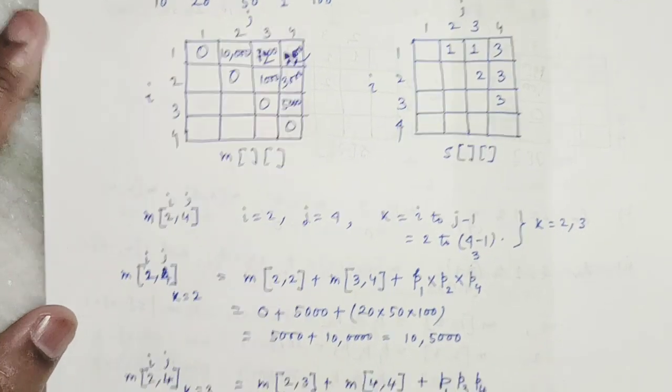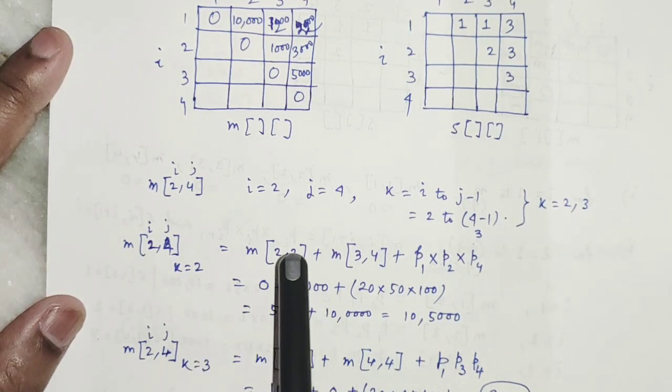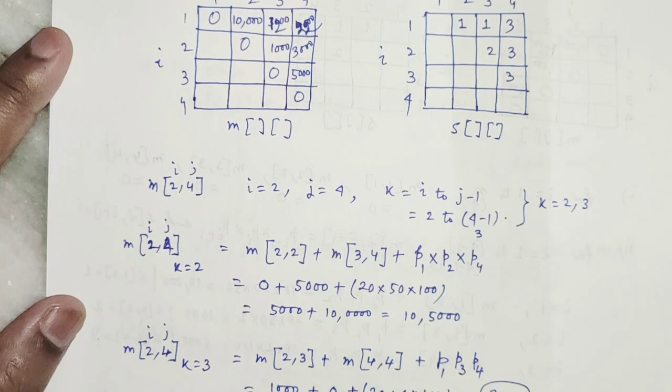So for calculating m of 2 4, you first have to apply k equals 2 in the formula. The formula is m of i k plus m of k plus 1 j plus p of i minus 1 into p of k into p of j. So m of i k, i is 2, k is 2, m of 2 2, plus m of k plus 1 comma j. m of k plus 1 means m of 3, comma j means 4, m of 3 4, plus p of i minus 1, that is p1, into p of k, that is p of 2, into p of j, that is p of 4.